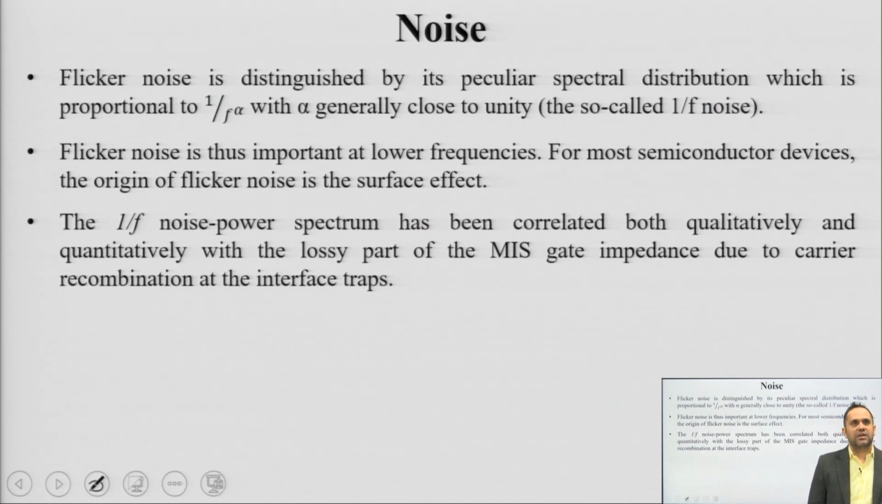Flicker noise is distinguished by its peculiar spectral distribution, which is proportional to 1 by f to the power alpha, with alpha generally close to unity. So, this is also known as 1 by f noise. Flicker noise is important at lower frequency because of this dependency of 1 by f. So, when f is low, 1 by f is very high. So, flicker noise generally dominates at small frequencies. Okay. For many semiconductor devices, the origin is the surface effect. The 1 by f noise power spectrum can be correlated with the lossy part of the MIS, metal insulator semiconductor, gate impedance, due to carrier recombination via interface traps at the surface, the so-called dangling bonds.